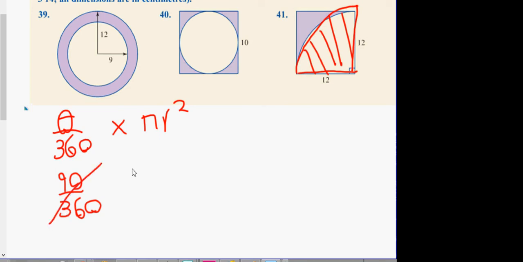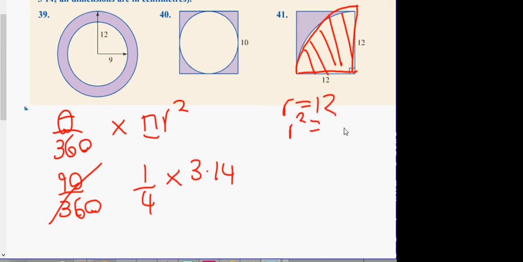A quarter, 1 over 4. You're dead right. What's pi? 3.14. And what's the radius squared? If r equals 12, what's the radius squared? 144. Good man. Okay, now we're here.